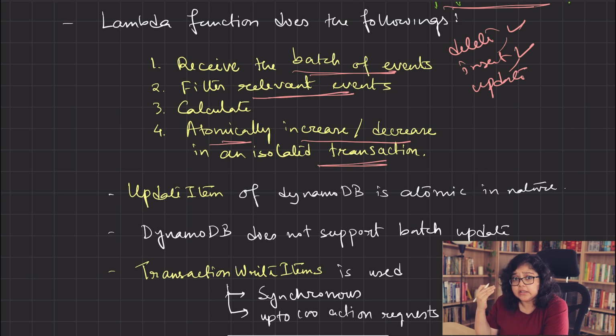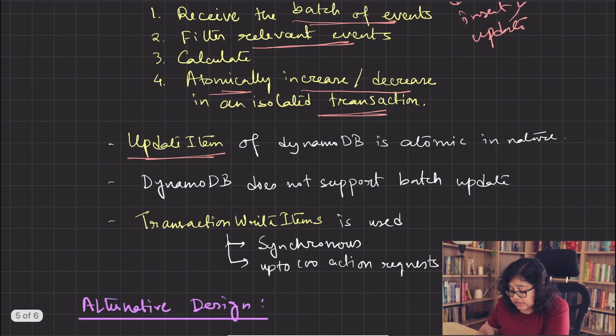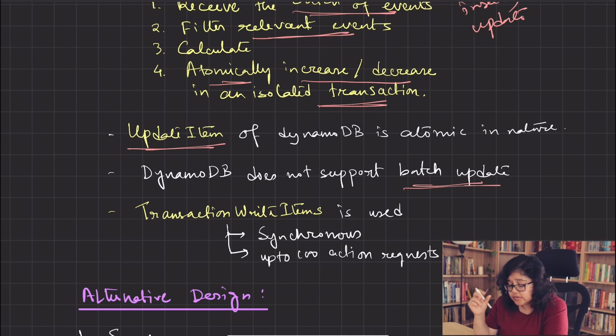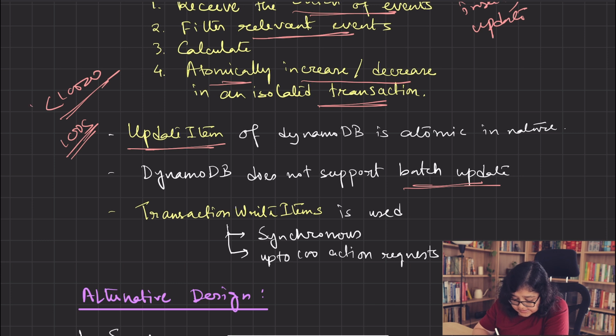To update the records atomically, we can use UpdateItem, which is the atomic operation of DynamoDB, but we have to use a transaction. Why do we need to use a transaction? Because DynamoDB does not support batch update. If you are using SQL and you want to execute a query like update employee set salary equals 15,000 where salary is less than 10,000, and there are hundreds of rows that satisfy this condition, then all of the rows will get updated when you execute that query. But in DynamoDB we cannot do that.